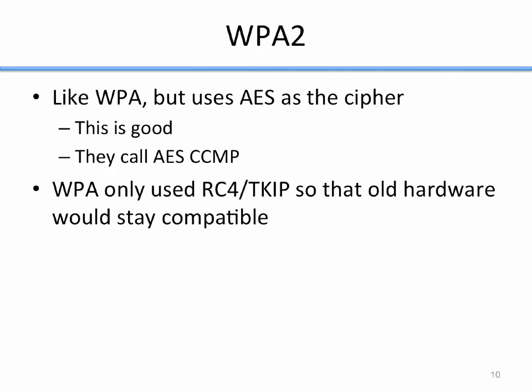WPA only used RC4/TKIP so that old hardware would stay compatible, because what they were dealing with was a situation where WEP was badly broken, and they needed a new standard to provide better security, but all of the hardware in existence was designed around using RC4 as its encryption cipher. So they made WPA also use RC4 so that they could reuse the same cryptographic hardware that was already out there. WPA2 is kind of where they went back and said, now let's do it right. And so they switched to AES.